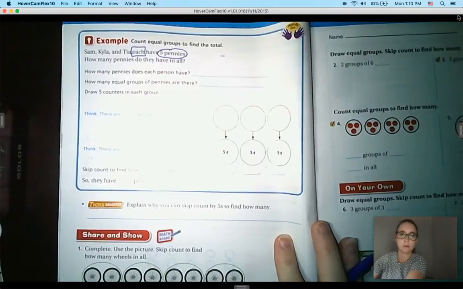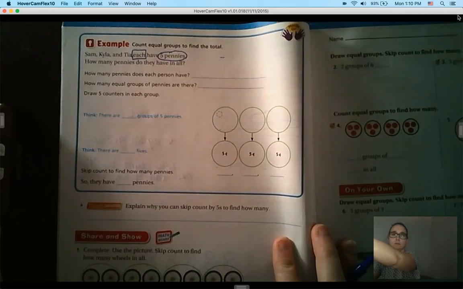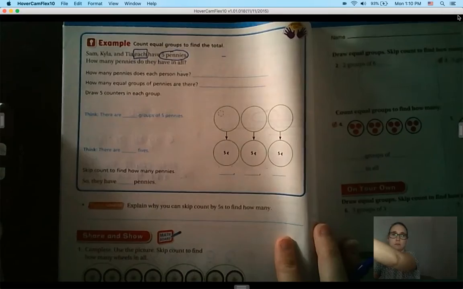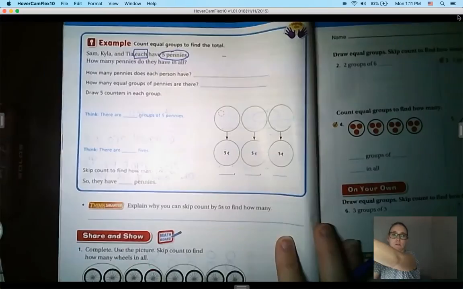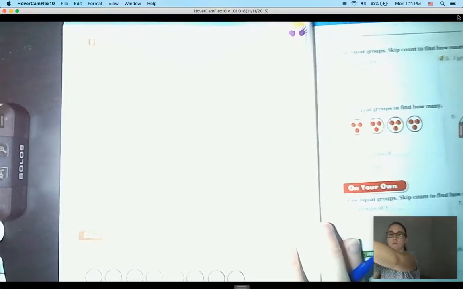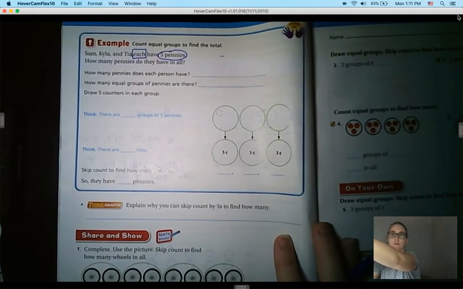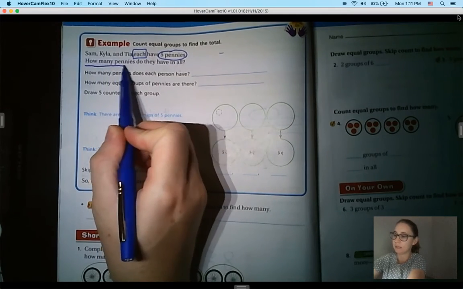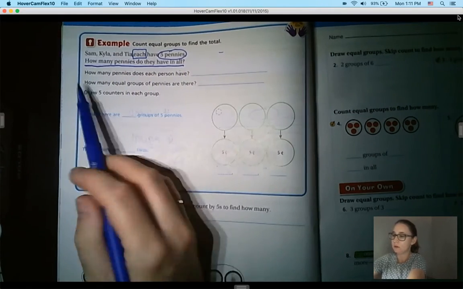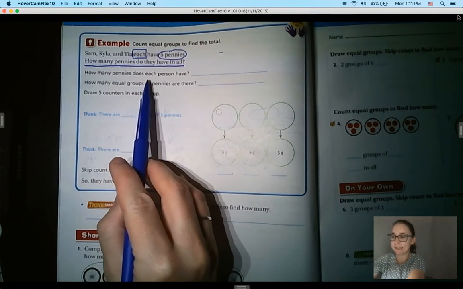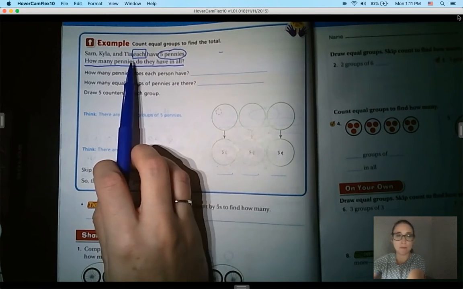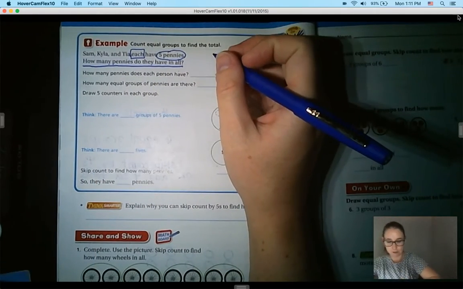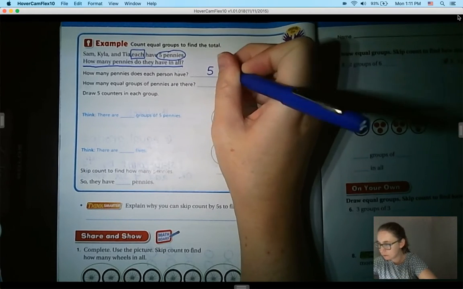Okay? And our question, how many pennies do they have in all? We're going to underline that. So first question, how many pennies does each person have? Let's go back up to our keyword each. Each have 5 pennies. So we can say 5 pennies.